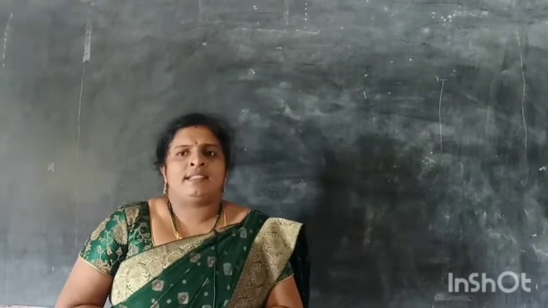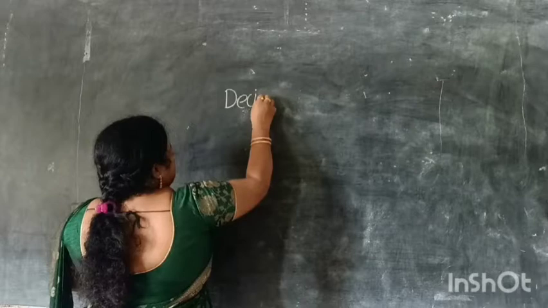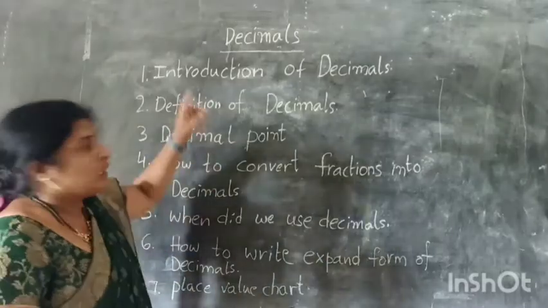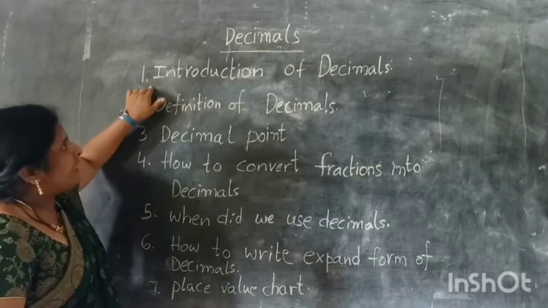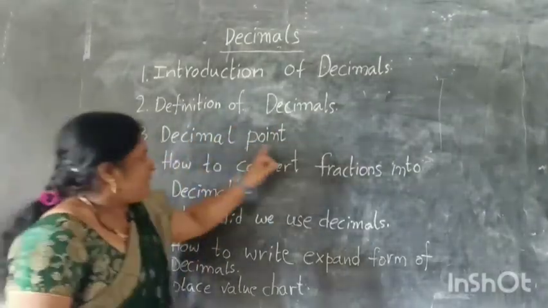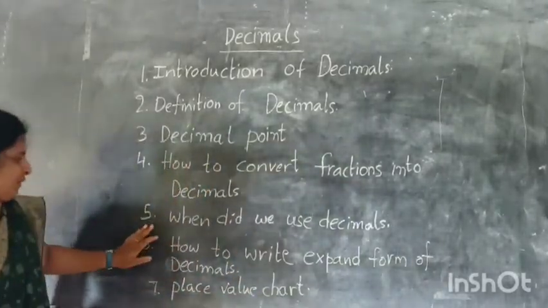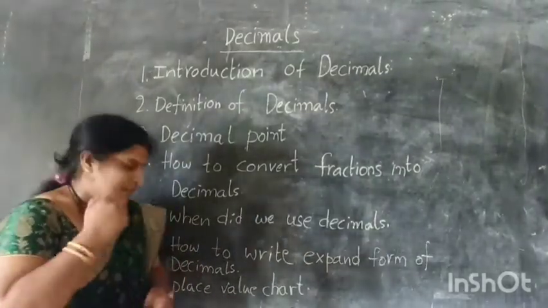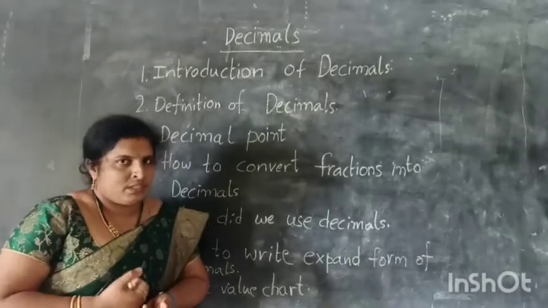Today, our topic name is decimals. In today's session we are going to cover: first, the introduction of decimals; second, the definition of decimal; third, the decimal point; fourth, how to convert fractions into decimals; fifth, when we use decimals; sixth, how to write the expanded form of decimals; and finally, the seventh one is the place value chart. Understood, children?